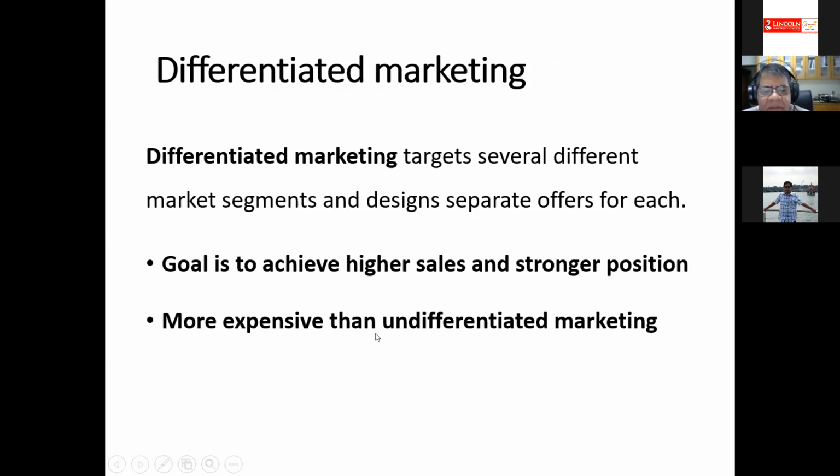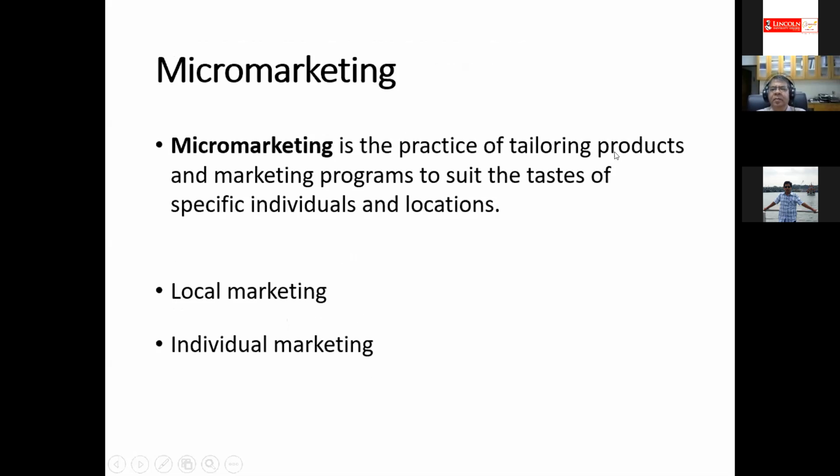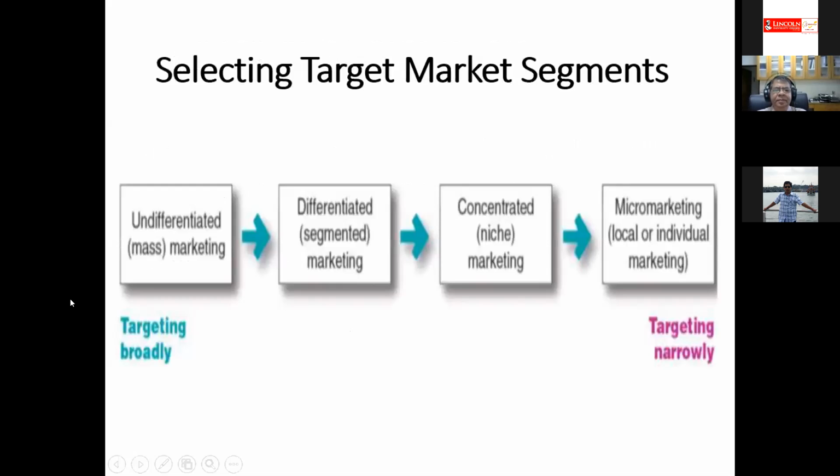It may be more expensive than undifferentiated marketing. Concentrated marketing targets a large share of a smaller market. For example, with limited company resources and knowledge of the market, it's more effective and efficient. And micro marketing is tailoring products and marketing programs to suit the tastes of specific individuals and locations. We can see this in local marketing and individual marketing. So I mentioned four different types of marketing: undifferentiated, differentiated, concentrated, and micro marketing.